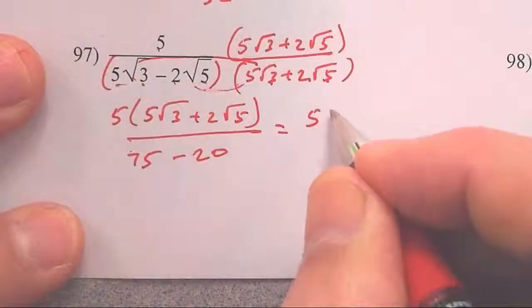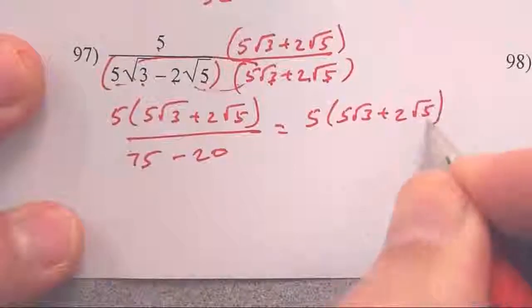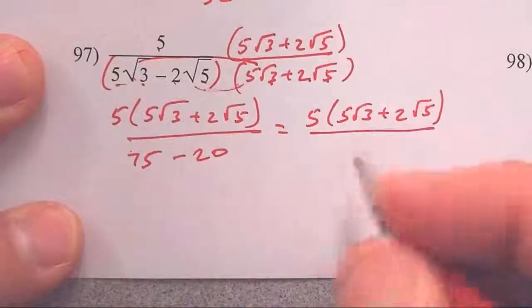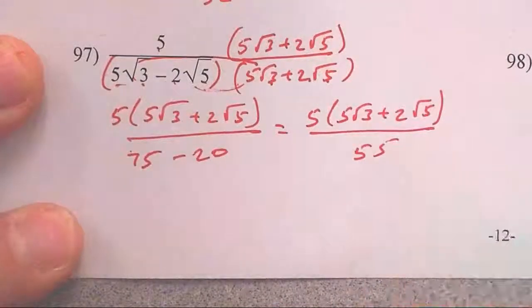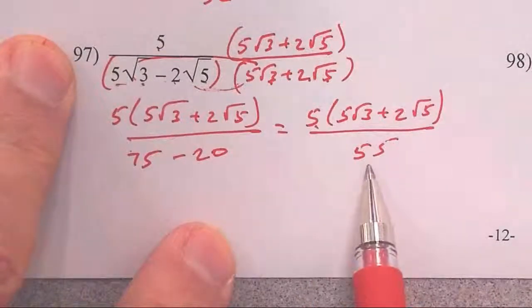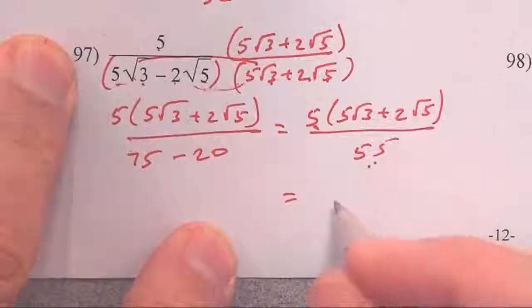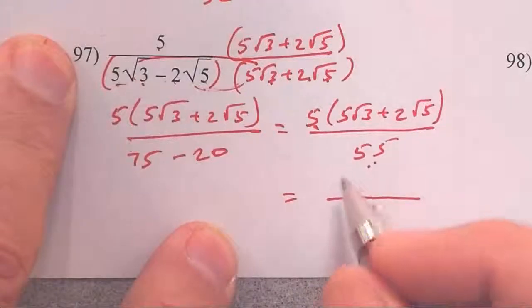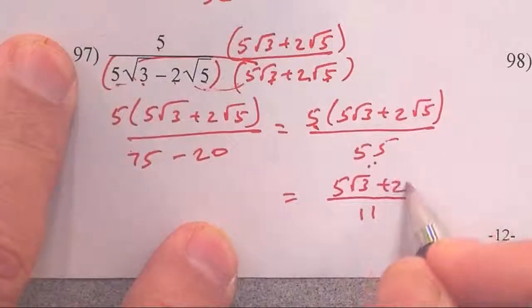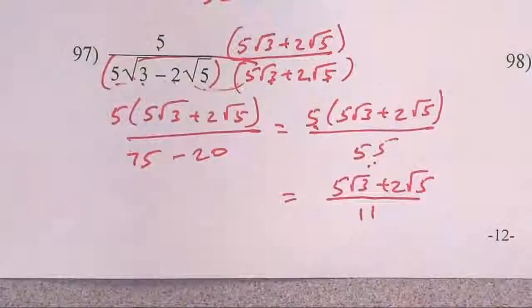So I get 5 times 5 root 3 plus 2 root 5, all on 55. That's why I don't distribute this 5 through in the first place, because maybe it'll reduce later. This factor of 5 reduces this factor to 11. I get 5 root 3 plus 2 root 5 on 11. So hope that helps, and you should be equipped to handle the remainder of this worksheet.